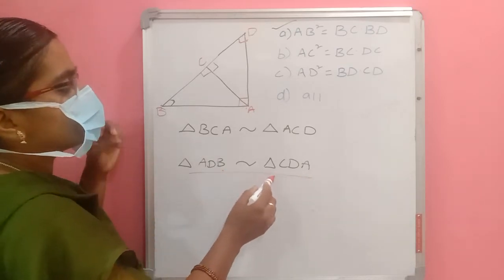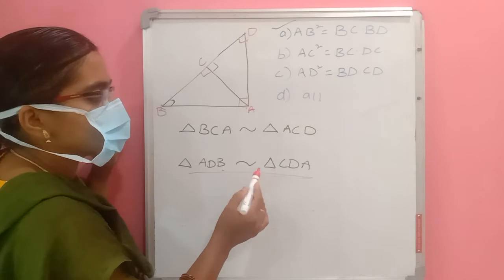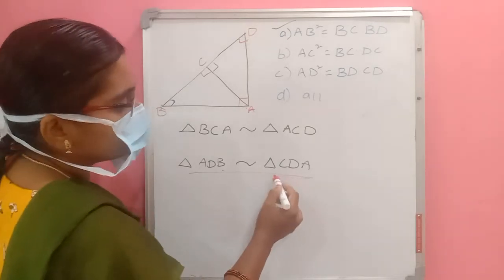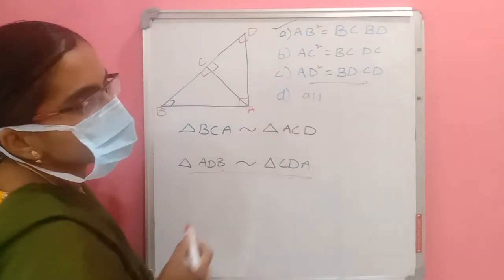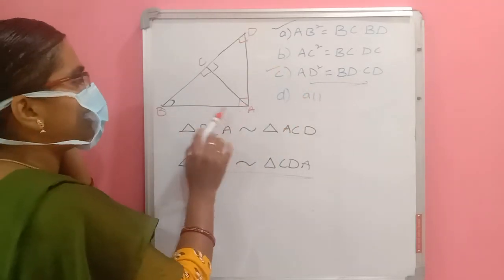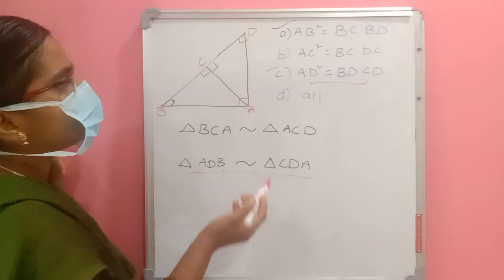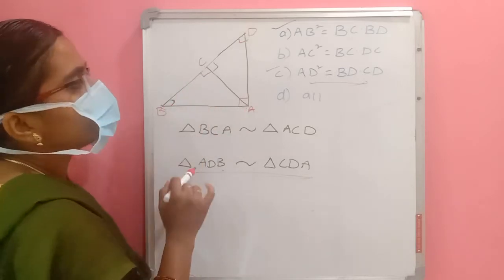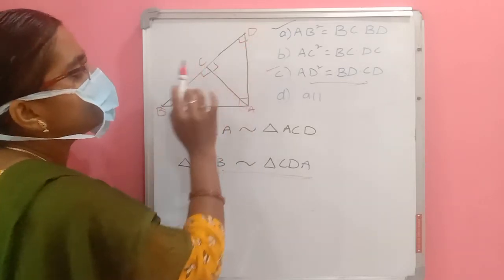When these two are similar triangles, the corresponding sides ratio is also the same. Just do that, and you will get this option C. So, this is also correct. Next, ADB is similar with ABC and also similar with ADC.